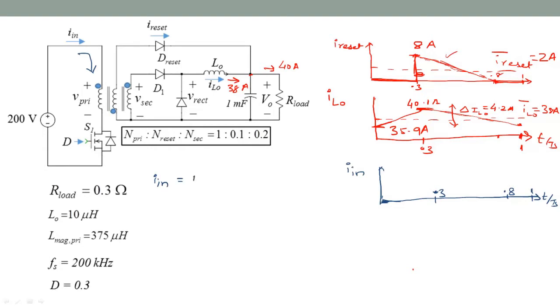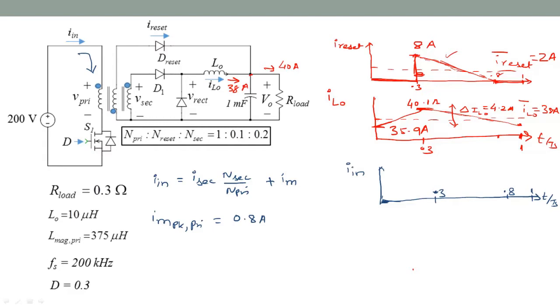Is I secondary referred to the primary side, so I'll write it as I secondary times N secondary over N primary, plus the IM instantaneous current. Okay. So we already saw that IM peak on the primary side was this 0.8 amperes. We calculated this to draw the reset waveform earlier.